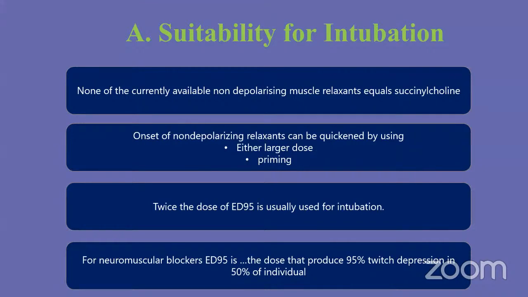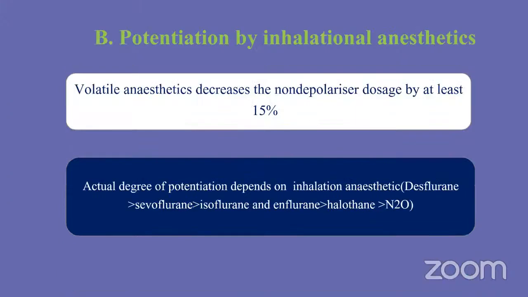For neuromuscular blockers, ED95 is the dose that produces 95% twitch depression in 50% of the individuals. Sorry.